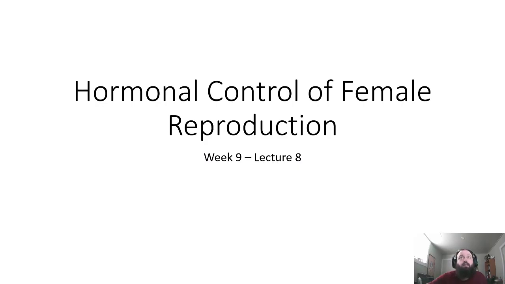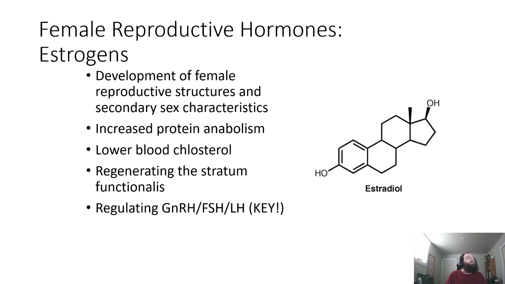All right, in our final lecture of the week, we're going to talk about the hormonal regulation of female reproductive cycles. So the hormones involved here, most front of mind, are obviously the estrogens. These help promote the development of female reproductive structures and secondary sex characteristics like the breast.